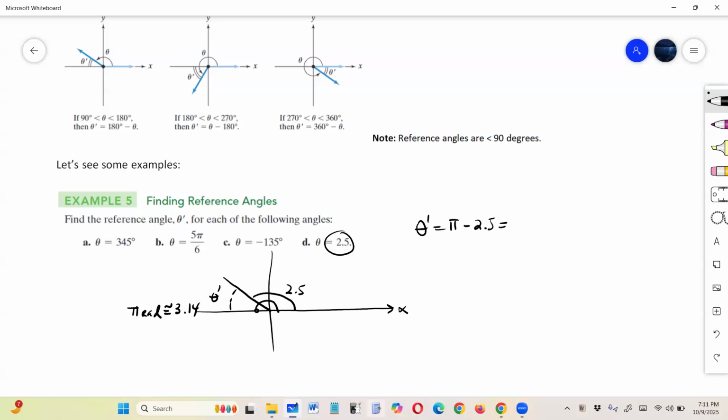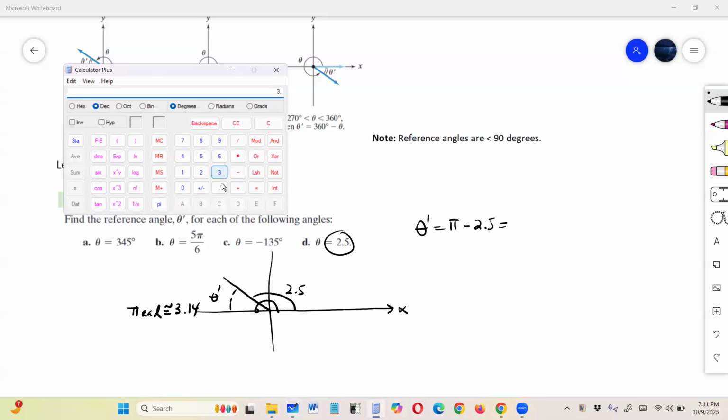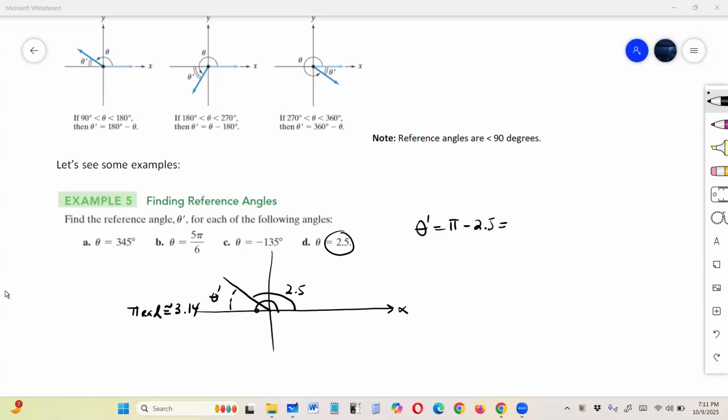And then we can do this on the calculator. 3.14 minus 2.5 is 0.64 radians, right? So your reference angle is 0.64 radians. So we know how to find the reference angle anywhere.